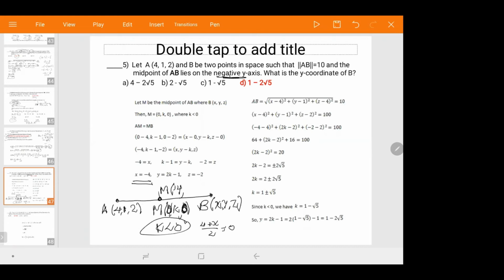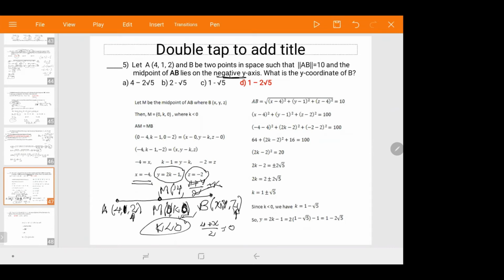Next, (y1 plus y2) over 2 must be equal to k. In our case, (1 plus y) over 2 must be equal to k. From this, we can calculate the value of y as y equals 2k minus 1. And at last, the z component of A is 2. (2 plus z) over 2 must be equal to 0. From this, the value of z will be -2.